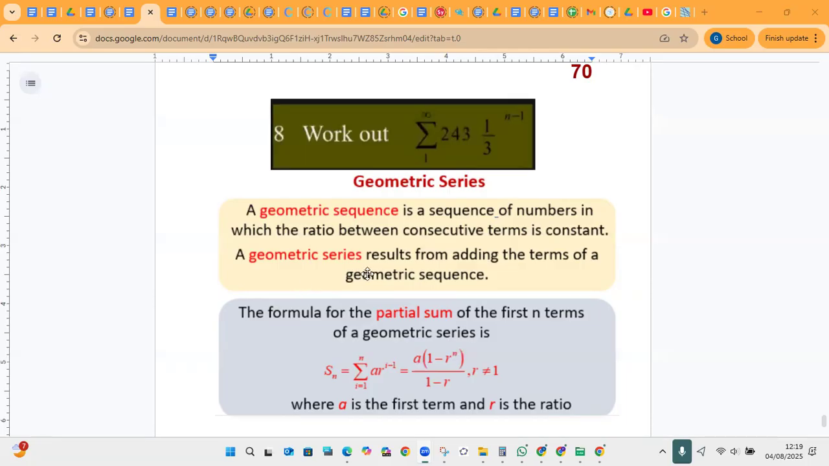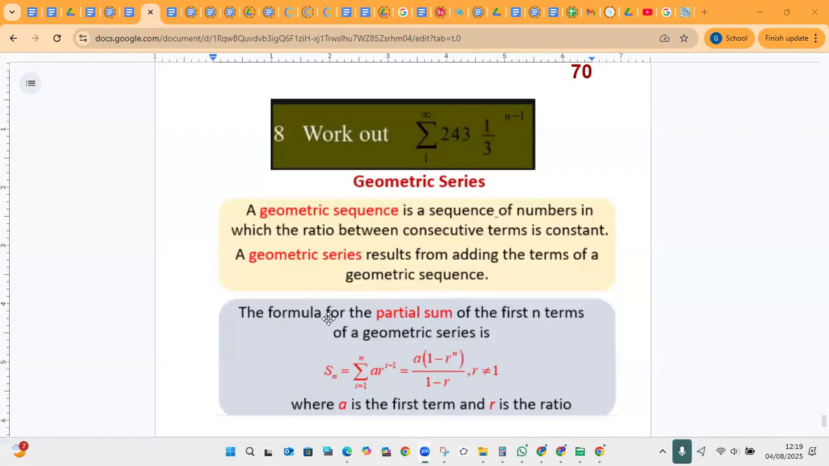A geometric series results from adding the terms of a geometric sequence. So series implies you've got to sum. So that's where you have the sum symbol. Series implies sum, and sequence is separated. The terms are separated by a comma.